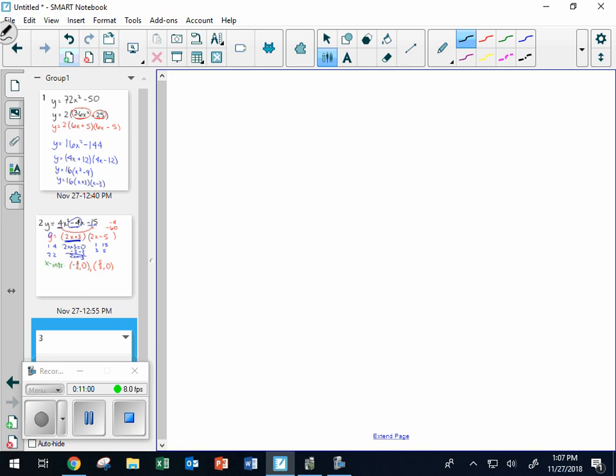Who says complete the square? Who says projectile motion? All right, most people just don't have an opinion, so we're going to start with complete the square. For completing the square, I would like you to complete the square for this quadratic equation.